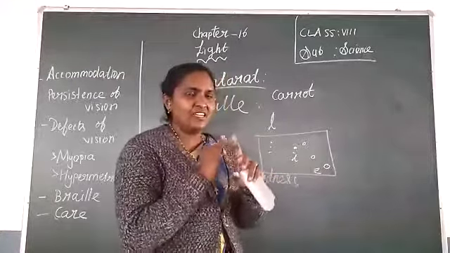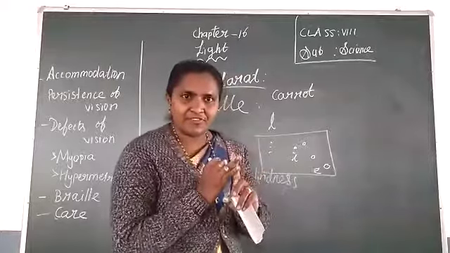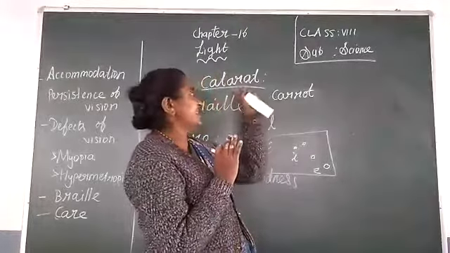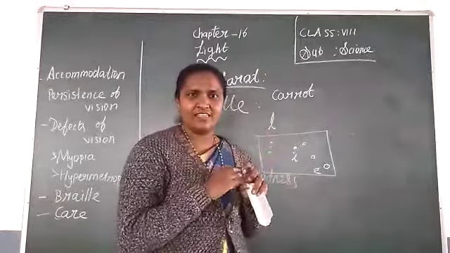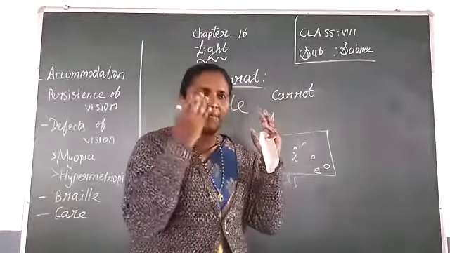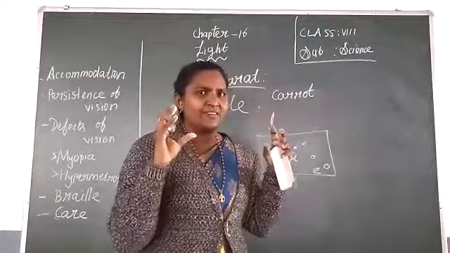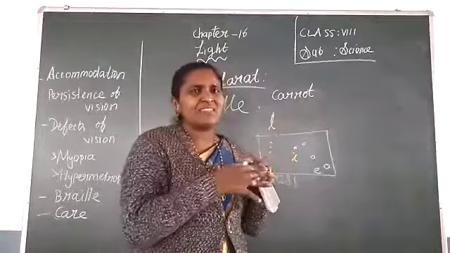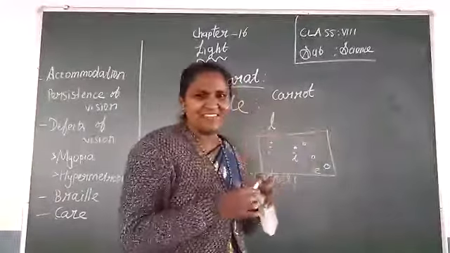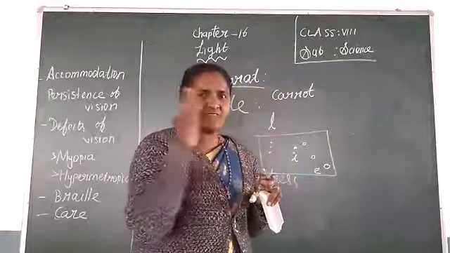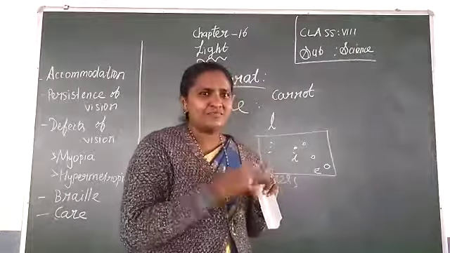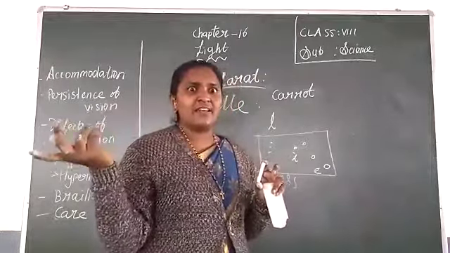What are the defects? Myopia, hypermetropia, and what is that? Cataract. Cataract means the eye lens becomes foggy, that is opaque. Opaque means we cannot see things. In that case, we can remove it surgically, or we can use an artificial lens.